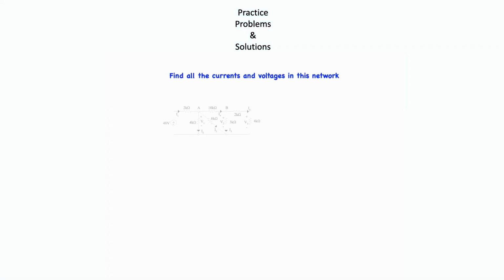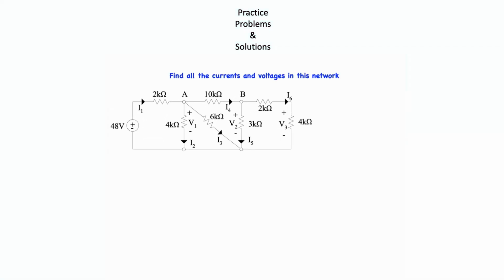Our task in this problem is to find all the currents and voltages in this network. As indicated, there are 3 voltages and 6 currents in this system. Our approach will be to first find the total resistance seen by the source and use it to find I1, and then apply Ohm's law, Kirchhoff's current law, Kirchhoff's voltage law, current division, and voltage division to determine the remaining unknown quantities.